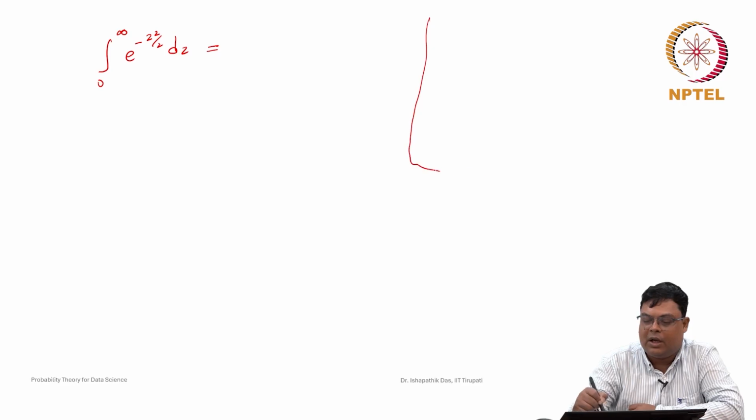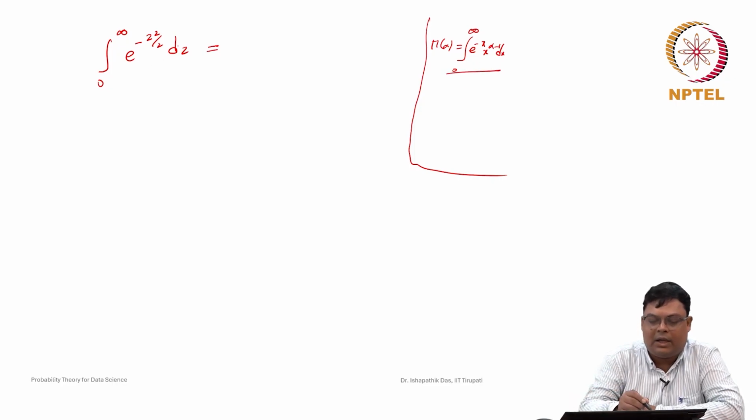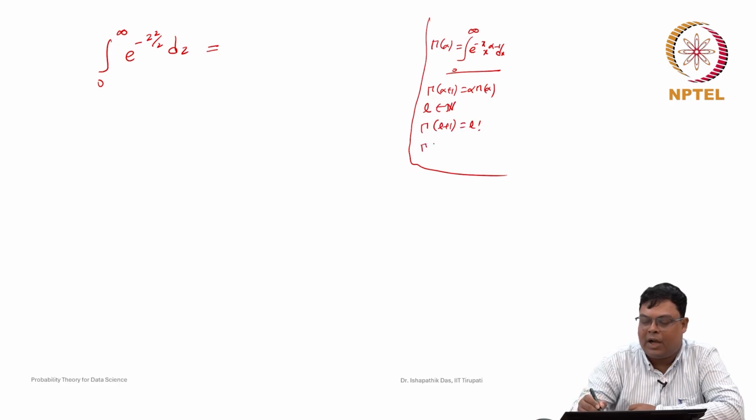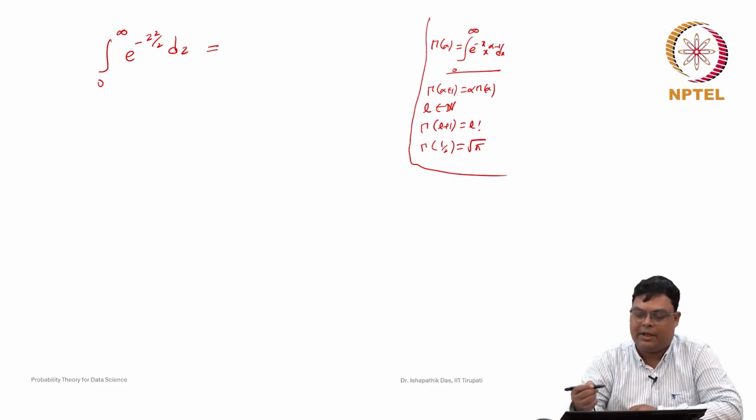The gamma function is defined by gamma alpha equals integral from 0 to infinity of e to the power of minus x, x to the power alpha minus 1 dx. We want to write this in this form so that we can use the gamma function. We also know the results gamma alpha plus 1 is equal to alpha gamma alpha. If L is some natural number, then gamma L plus 1 is equal to L factorial, and also gamma half is equal to root pi. All those things we have discussed in our previous lectures. Now, here we will use this information.